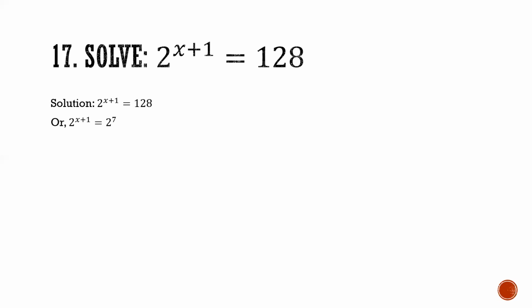So from that hypothesis, x plus 1 is equal to 7, and changing the side of 1, it will become minus 1. So x equals 7 minus 1, so x equals 6. This is our required solution.